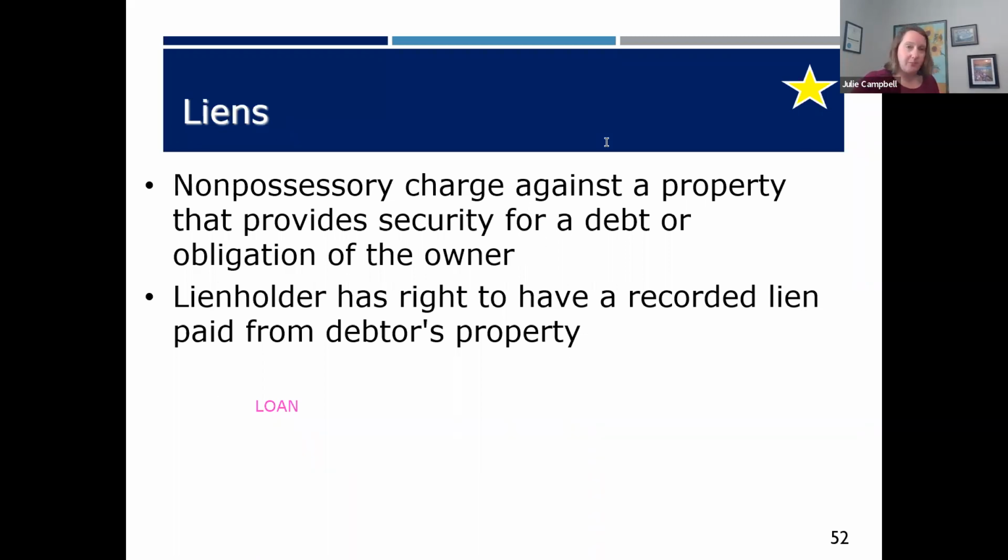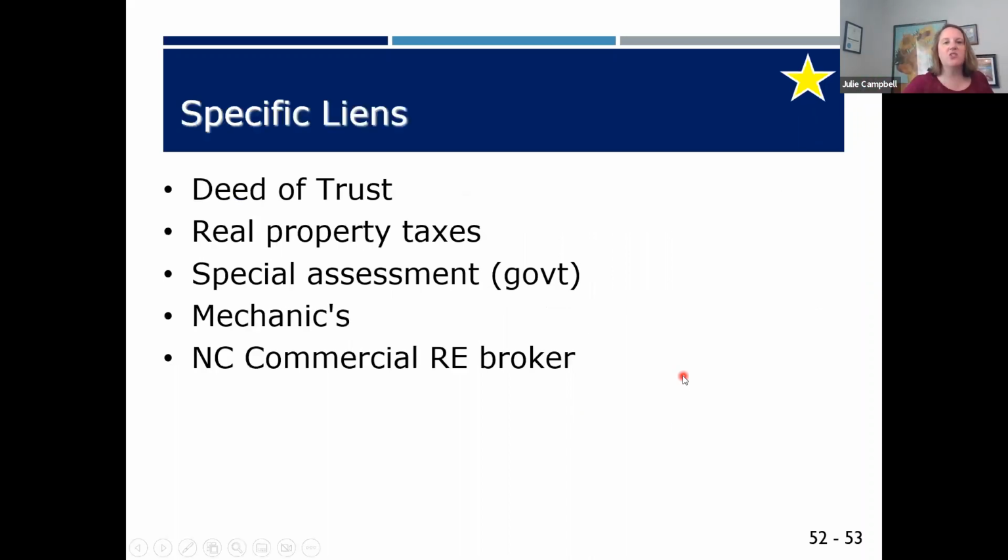We have two different types of liens. The first type of lien is a specific lien. It's a specific lien because it's specific to the property. This is a lien for 123 Main Street. A specific lien only affects the property. It doesn't affect the people.